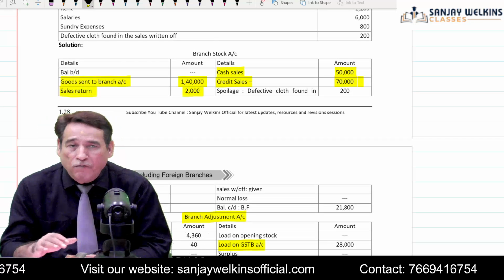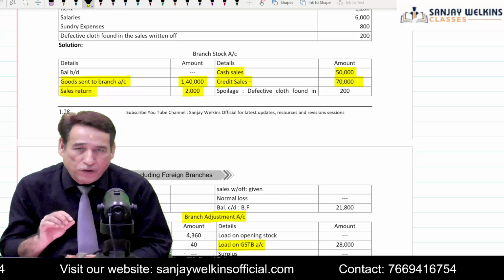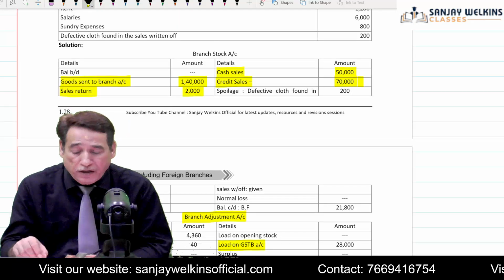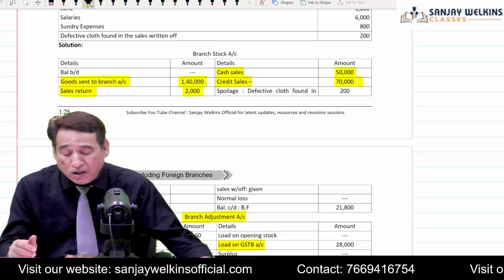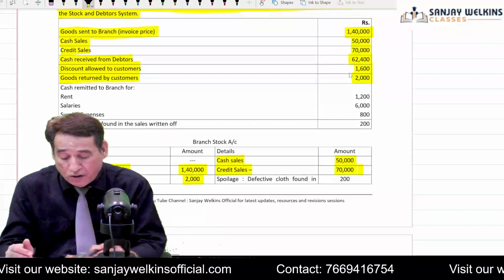That means sales return will first of all be written on the credit side of the debtors and will also be written on the debit side of the branch stock account. So this is a quite interesting transaction. You need to take care of that.